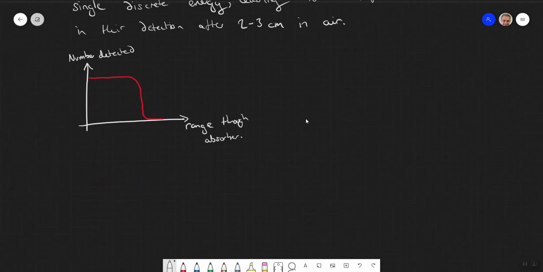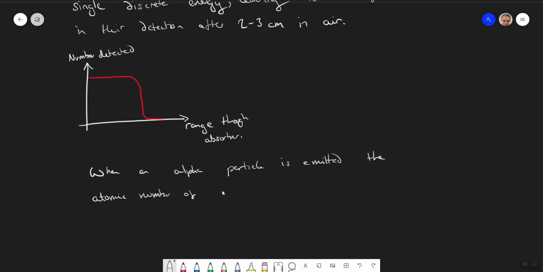So when an alpha particle is emitted, the atomic number of the nucleus decreases by 2, because we've lost 2 protons. The atomic mass decreases by 4.